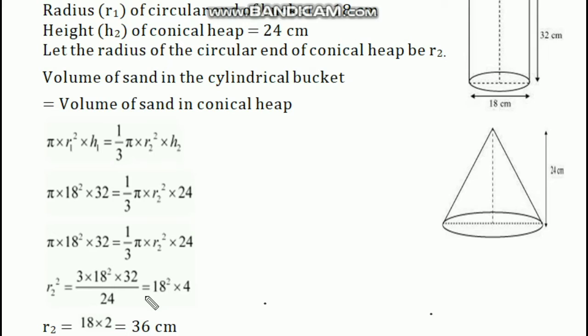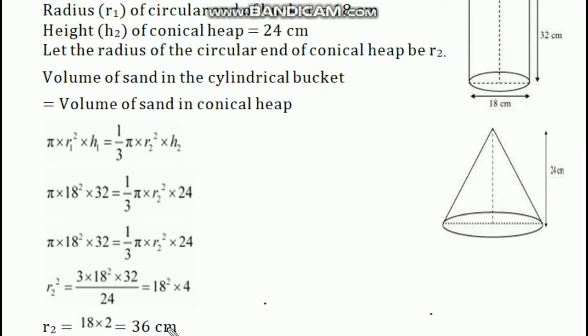So R2 equals, and finally we get R2 equal to 36 centimeter, because R2 square equals 18 square into 4. Then R2 equals square root of 18 square into 4. So the square root of 18 square is 18, and the square root of 4 is 2. So R2 is 36 centimeter. Here we found the radius.